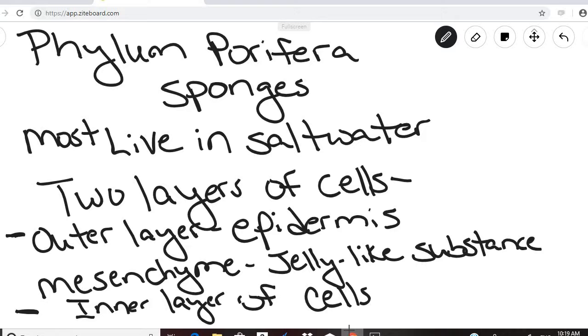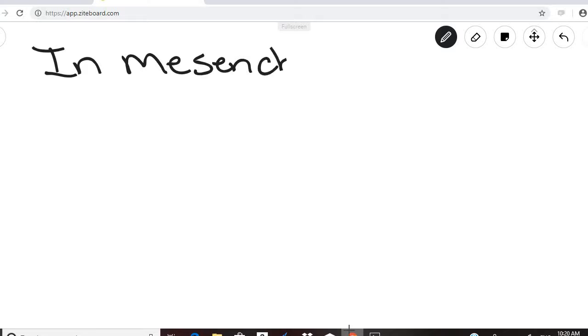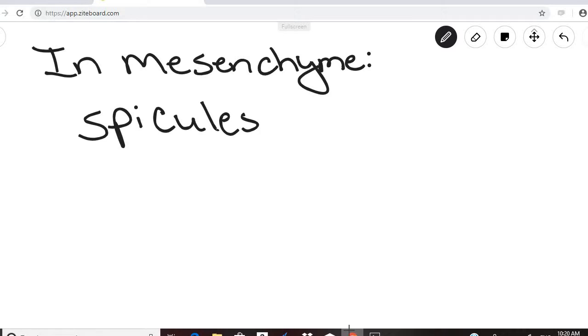In this mesenchyme, there are 2 types of cells. And those 2 types of cells are called spicules or spongin.